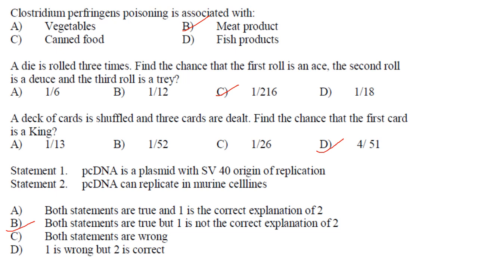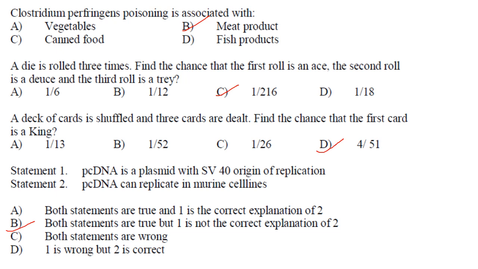So the first roll is an ace is 1 by 6. Second roll is a deuce, that is also 1 by 6. And third roll is a tray, that is also 1 by 6. So all three coming together, 1 by 6 into 1 by 6 into 1 by 6. So 1 by 216. Answer is option C.